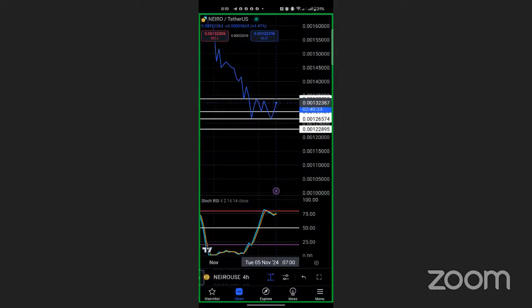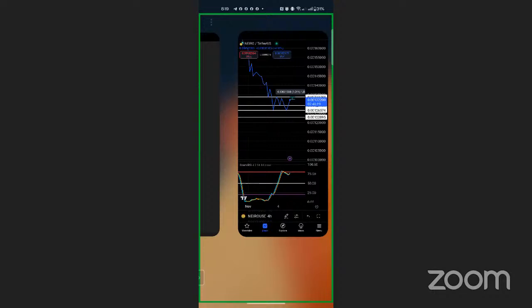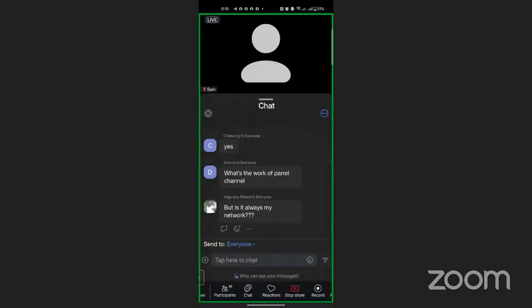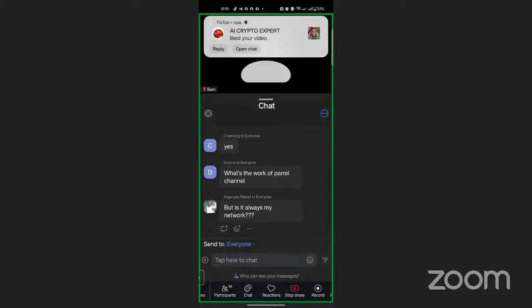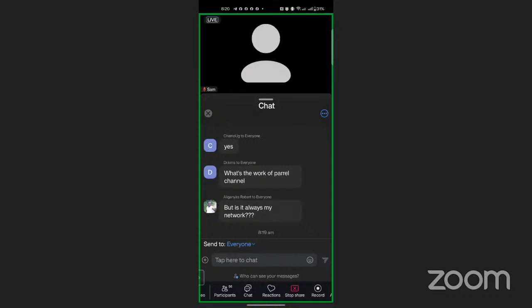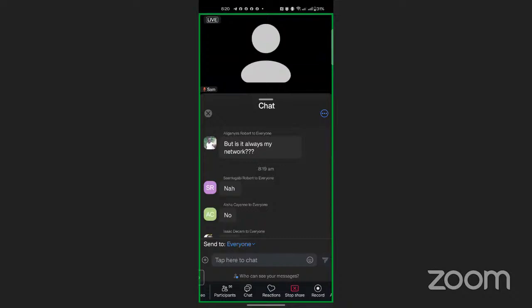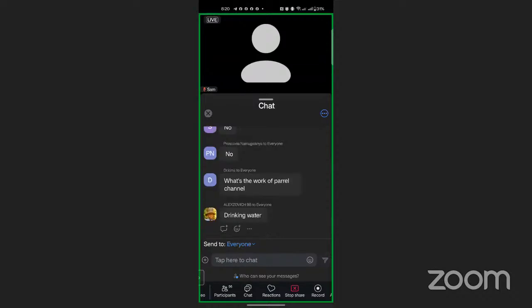I see it is very easy for this to move from here to here, 1%. Is this hard? Is this hard? Is this hard? I don't want to pretend that I'm a very serious trader, but is this hard? Drawing these lines, what is the work of the parallel channel? It draws a channel.